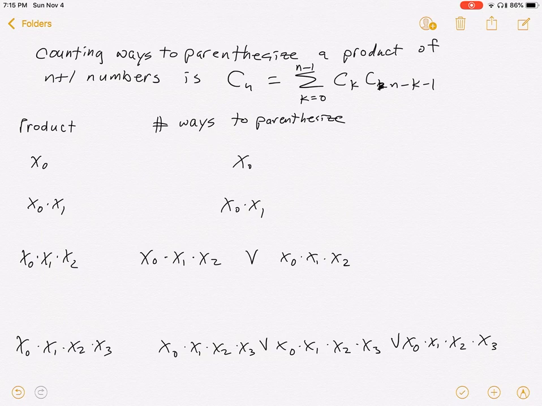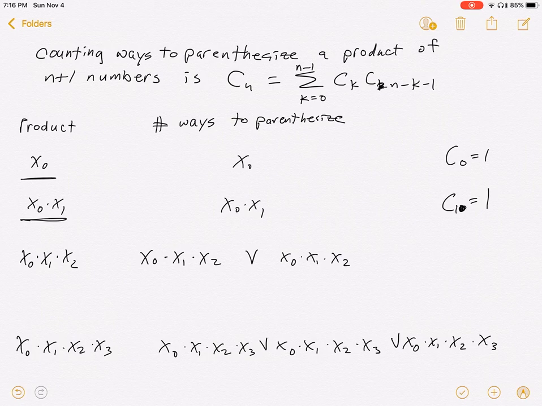And you can see how this will build up as we step through the different numbers of products we want to parenthesize. At first, we have two basis cases. For parenthesizing a product of one number, there's only one way to do that. There are no parentheses, so C0 is equal to 1. And the number of ways to parenthesize a product of two numbers, there's only one way to do that.